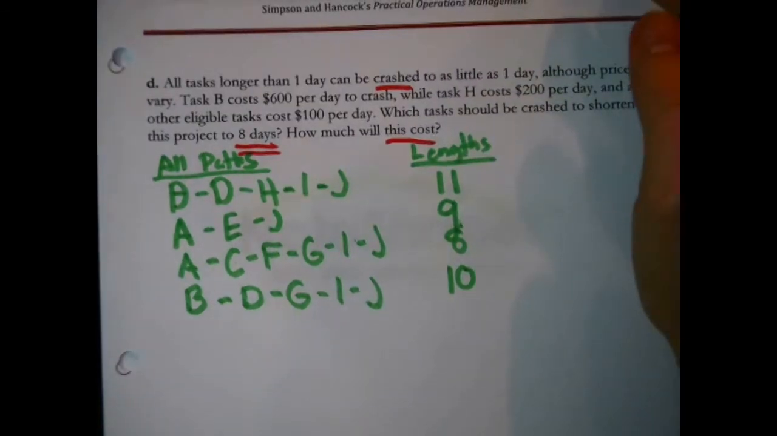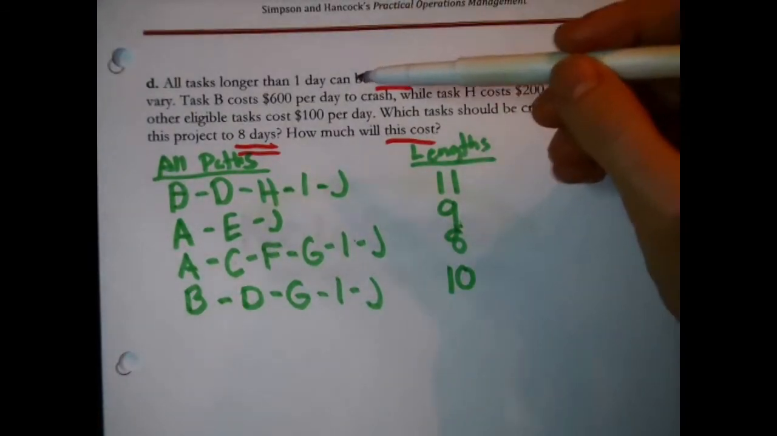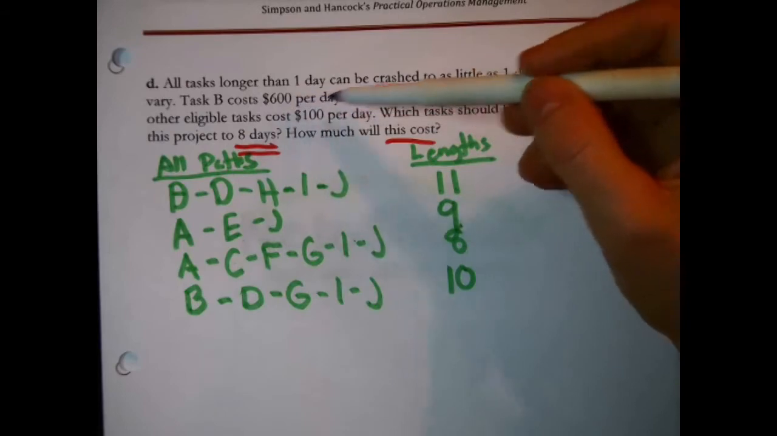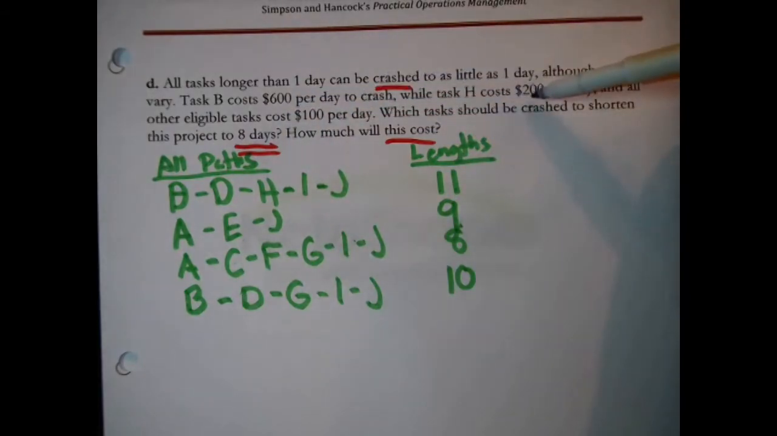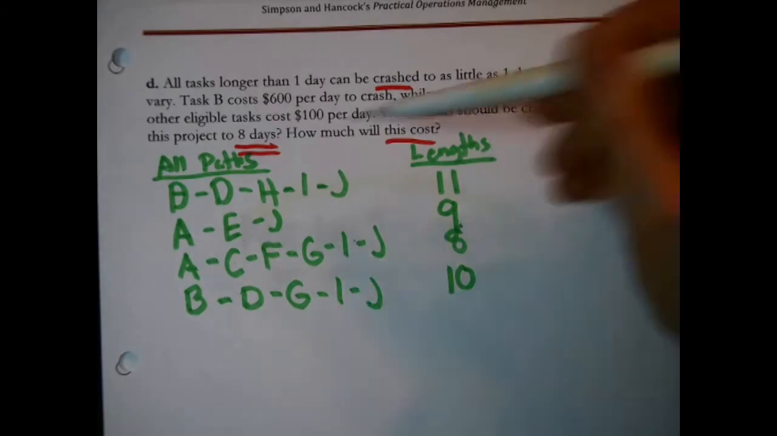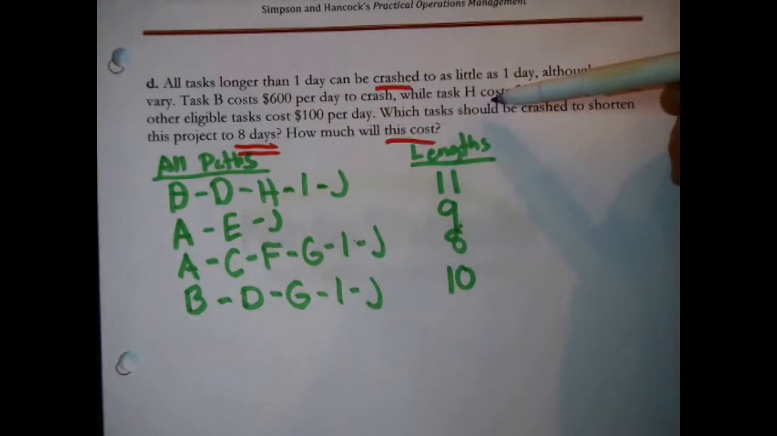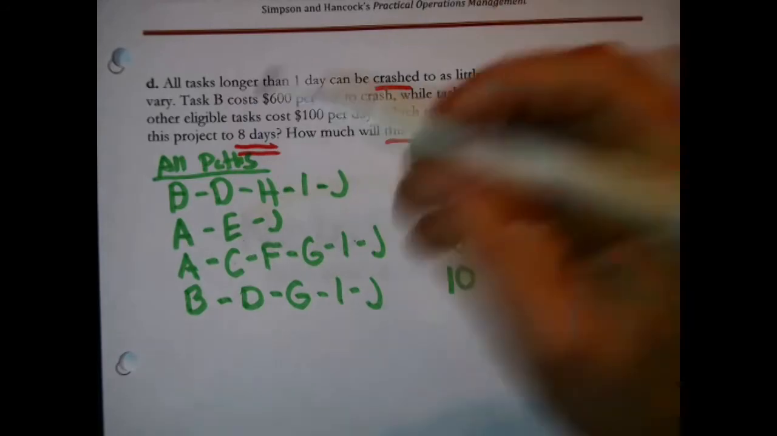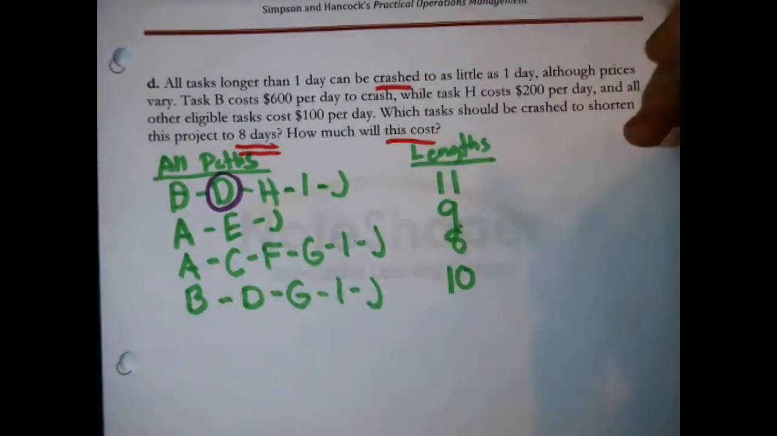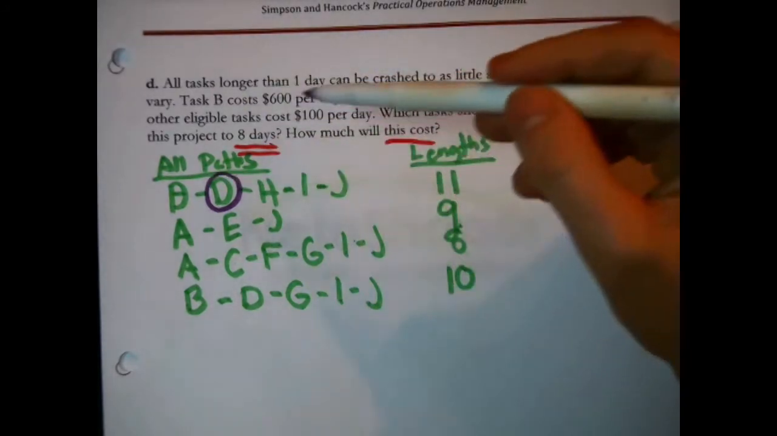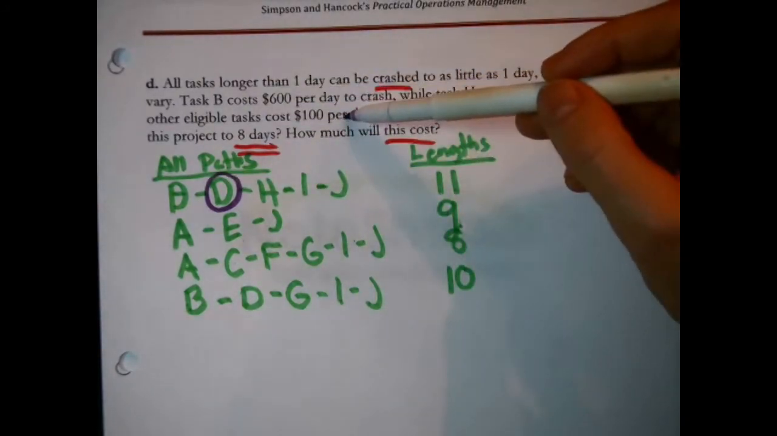Okay, well then who would be the least expensive? Oh, B is really expensive. B's a $600 one, right? And wouldn't you know it, H is $200. Okay, well those are the 2 expensive ones. That means I could shorten D and it's cheaper than the other 2, right? Because it falls in the category of all the other ones, which are $100 per day.